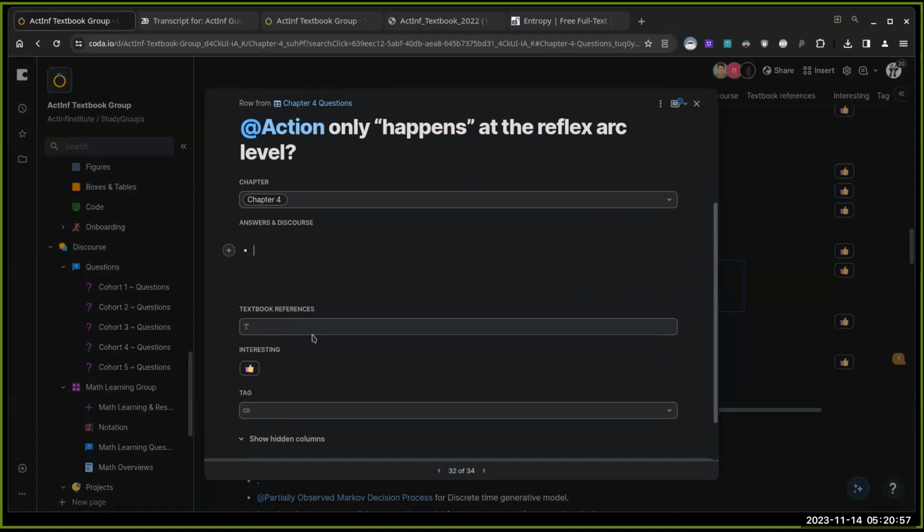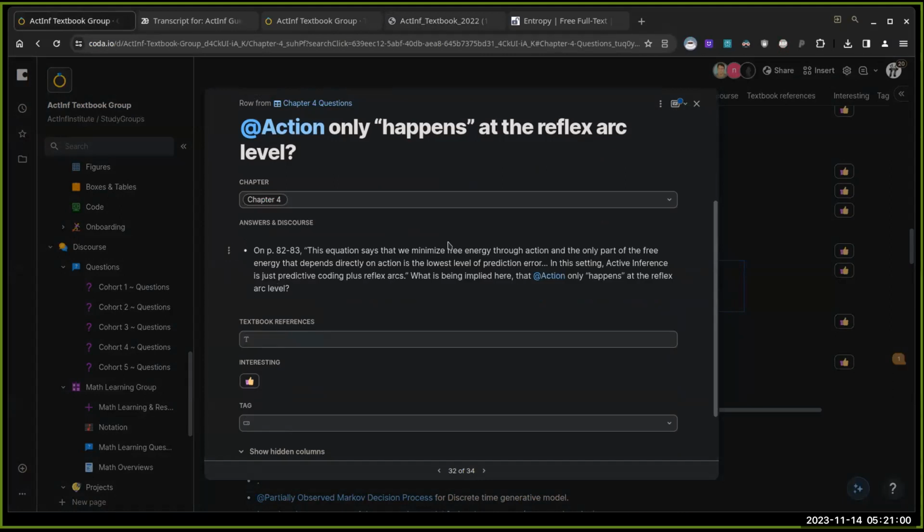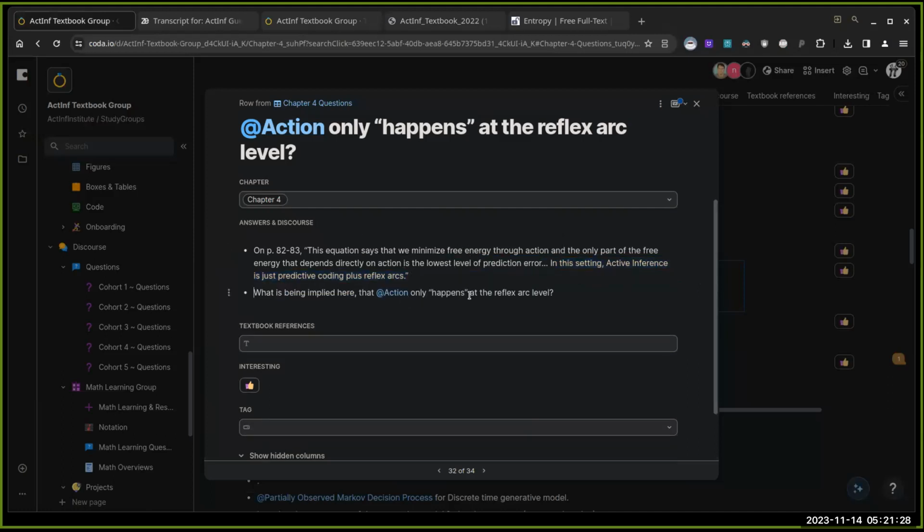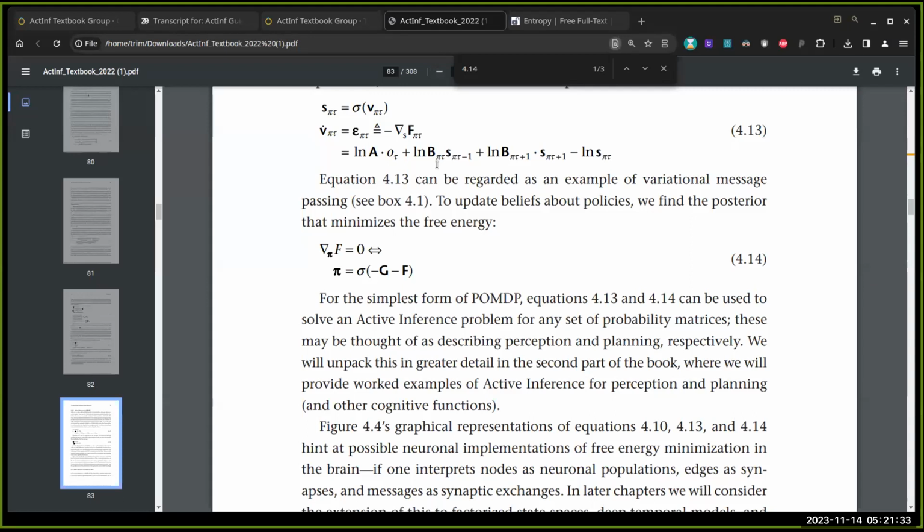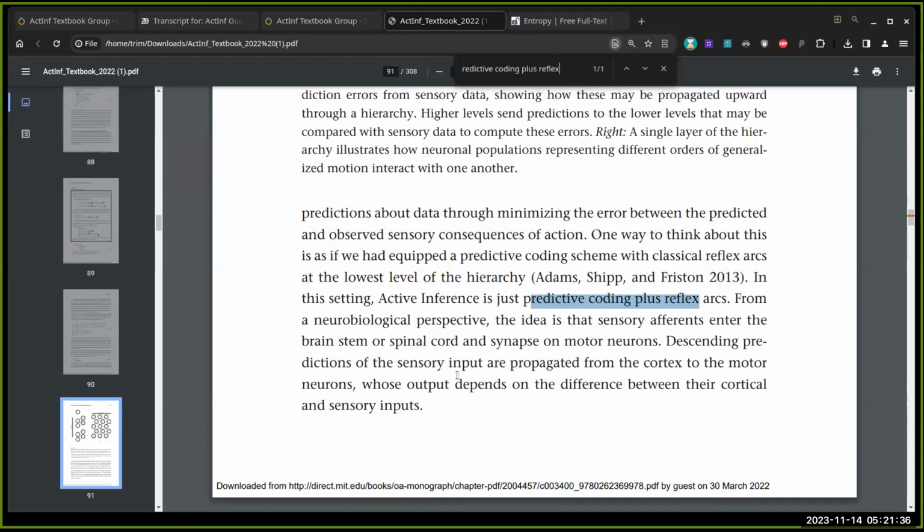Okay, 82, 83. The equation says that we minimize free energy through action. Yeah, we minimize free energy through two different mechanisms. Change the world, change your mind. Action on the world, action on the mind. And only part of the free energy that depends directly on action is the lowest level of prediction error. In this setting, active inference is just predictive coding plus reflex arcs. What is implied here that action only happens at the reflex arc level? Did anyone ask this or have a thought on this?